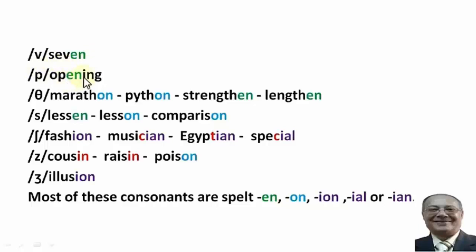Seven, opening, marathon, python, strengthen, lengthen. Listen, listen, comparison, fashion, musician, Egyptian, special. Cousin, resin, poison, illusion. Most of these consonants are spelled E-N, O-N, I-O-N, I-A-L, or I-A-N.